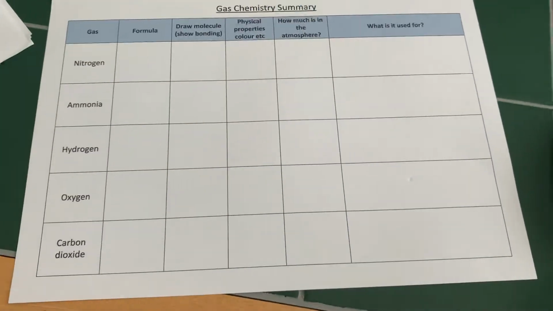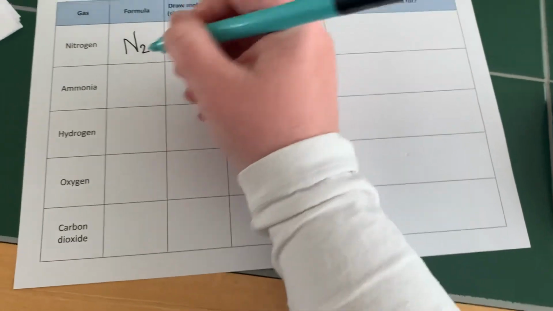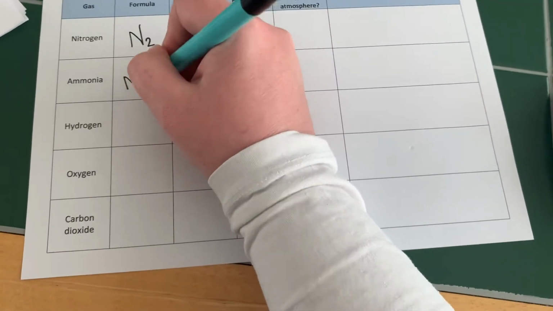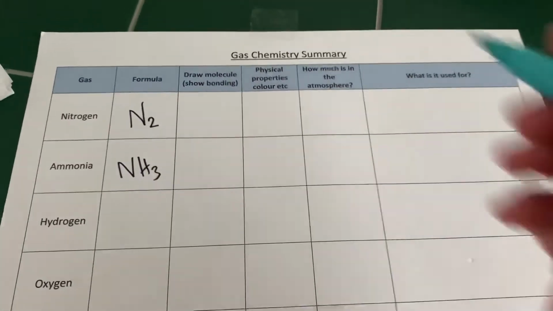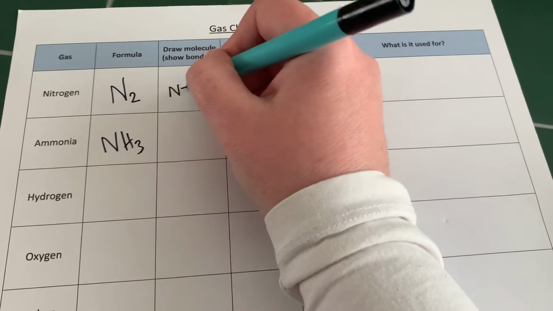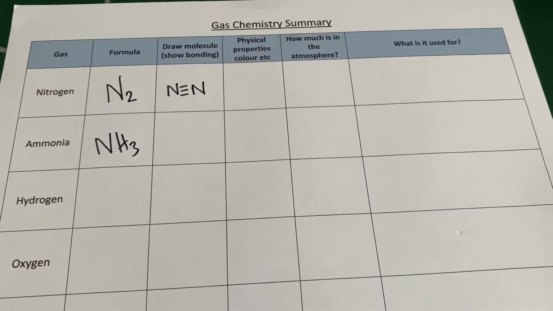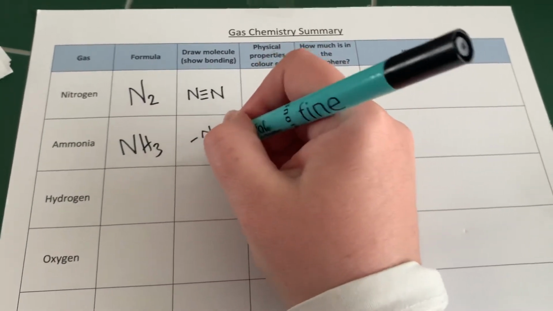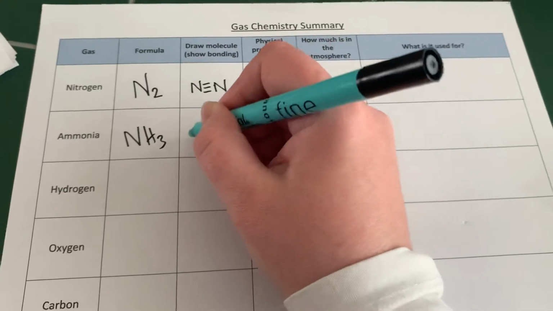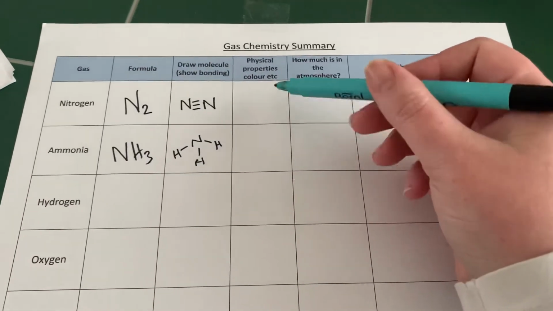Now when it says formula, what I mean there is like the formula for nitrogen gas is N2 and the formula for ammonia is NH3. You can do the rest, they're all in your booklet. And when it says draw the molecule or draw molecules showing bonding, I just mean draw the wee line to represent a covalent bond. I don't mean to draw your dot and cross diagram with your electrons, it's really just to show the lines. So like that.